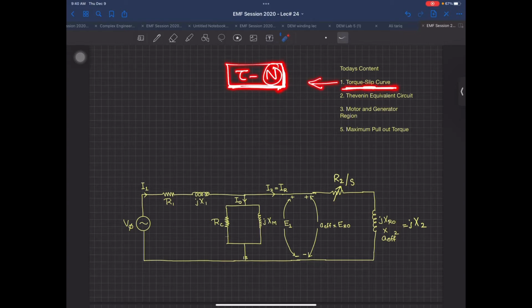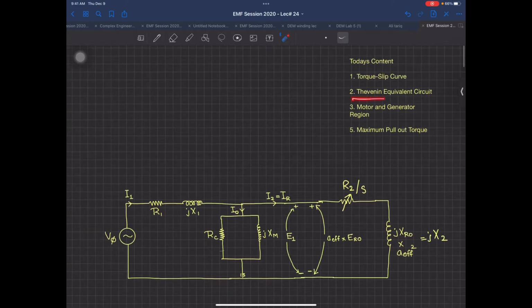And this question comes up a lot in your interview questions: what is the induction motor torque slip curve and why is it in such a shape. We are also going to talk about a Thevenin equivalent circuit. Solving is the technique over there using this Thevenin equivalent, which you are already familiar with from your circuit analysis course.